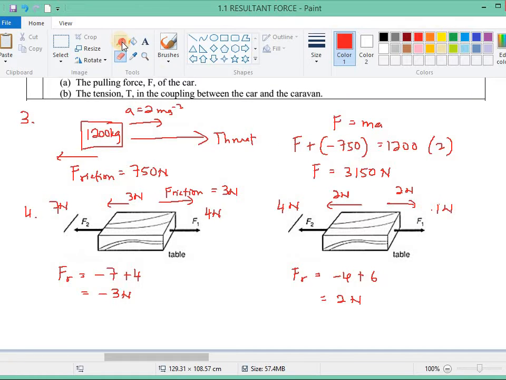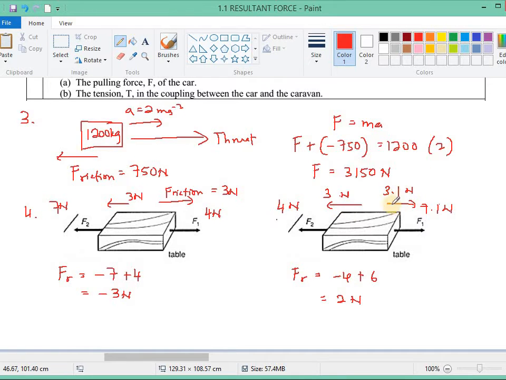Okay, for example, let's say this one becomes 7.1 newton. So what happened? This one will be 3.1, this one will be 3. So you see the friction is maximum can go up until 3 newton. When the resultant force between these two becomes 3.1, the friction cannot go more than 3. So it's maximum at 3 newton. Okay, the friction is maximum at 3 newton.